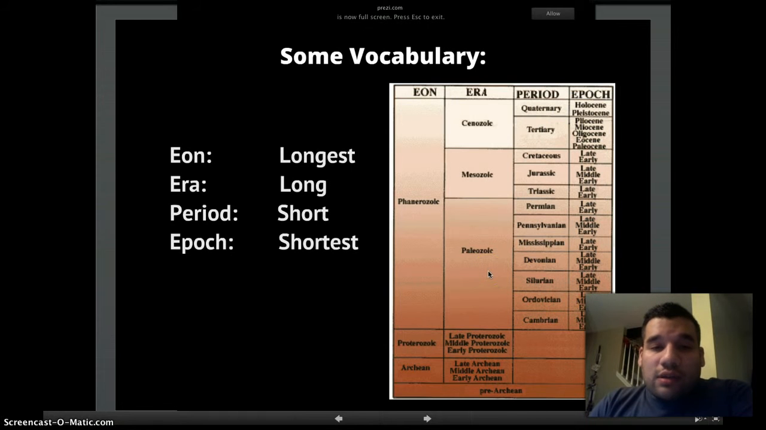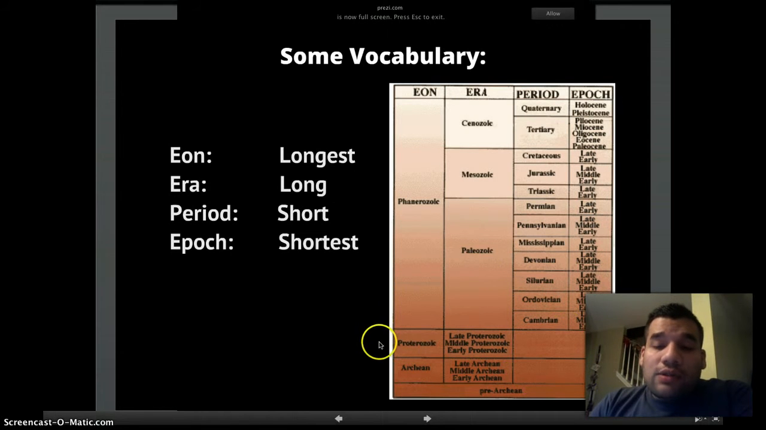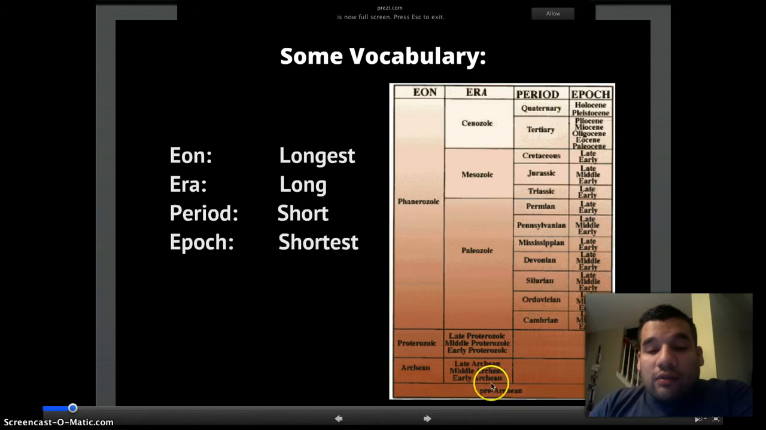So it's not necessarily important to know how long an eon is or how long an era is, but you need to know that eons are longer than eras, which are longer than periods, and periods are longer than epochs, and epochs are the shortest. We also have what we call a super eon, which is, if you look down here, pre-Archean, this time is referred to as a super eon.